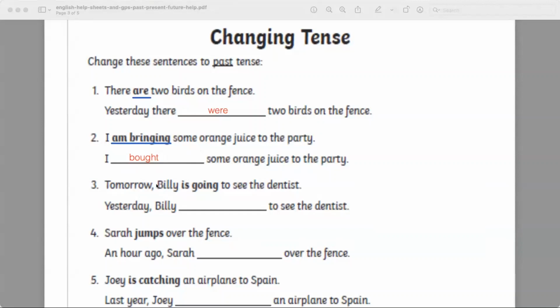Number 3, tomorrow Billy is going to see the dentist.